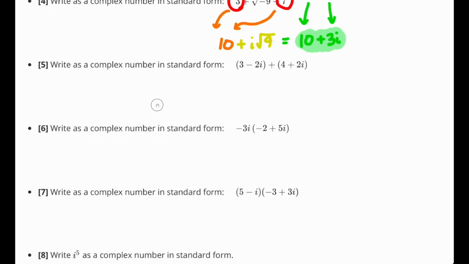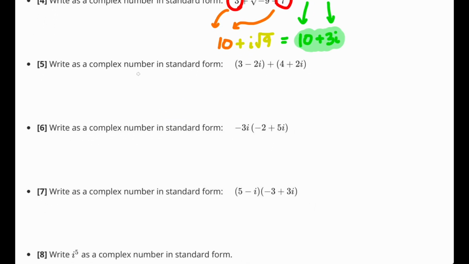All right, the next one, write as a complex number in standard form. So again, it has to be that a plus bi format. First thing we're going to do here is combine the real numbers. So it's 3 plus 4, that's just going to be 7. Then I'm going to combine the imaginary numbers. Now we can add these imaginary numbers up because they're like terms. They both have an i in them. Well, -2i plus +2i is 0i. So your final answer, you don't want to write 0i in there, is just going to be 7.